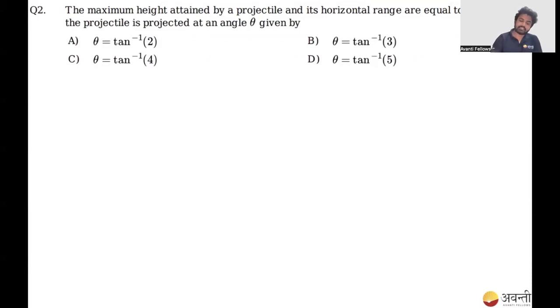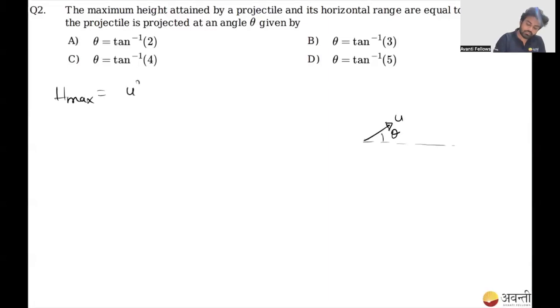What is the question saying? It is saying that the maximum height attained by a projectile and its horizontal range are equal to each other if the projectile is projected at an angle theta given by. So it is telling the maximum height. Bachcho, height maximum ka formula: if a projectile is projected with a speed of v, or let's say u, with a speed u at an angle theta, then what is the maximum height it will be attaining?